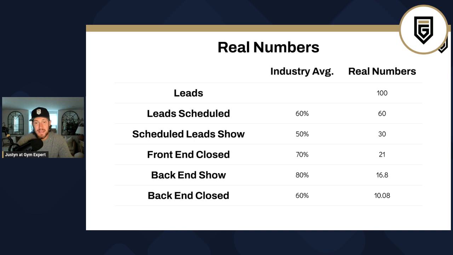So now what that means is we've got 10.08, or 10, back-end closes based off of 100 leads. And industry standard is for us to have 10% of all of our leads closed and converted into full-time members. That is a great percentage and somewhere around where we want to be. Anything above that is doing really well. Anything below that, we need to start looking at where the holes in the system are and what we can improve on to really get that number up. But 10% is pretty good.